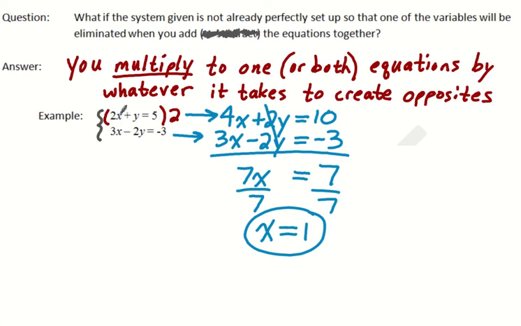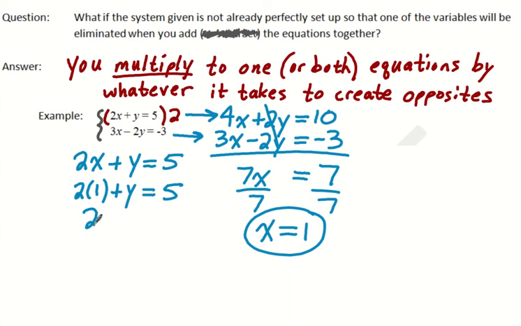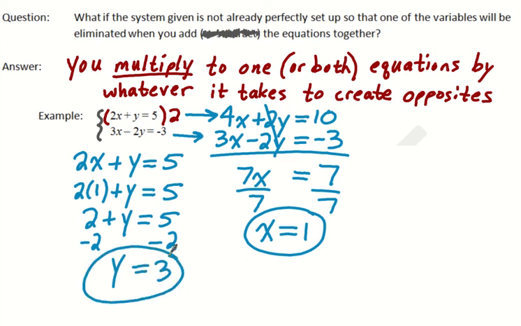And I'm going to pick my original first equation, which I will rewrite. But now I know that x is actually equal to 1. Plug it in. 2 times 1 is 2. And all I got to do is subtract 2 from both sides to figure out that y equals 3. And so my final answer is (1, 3).